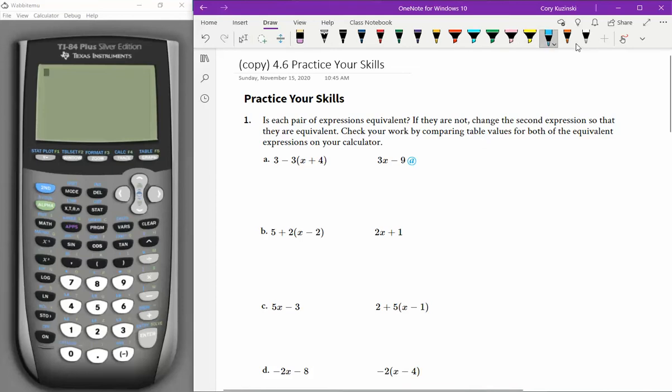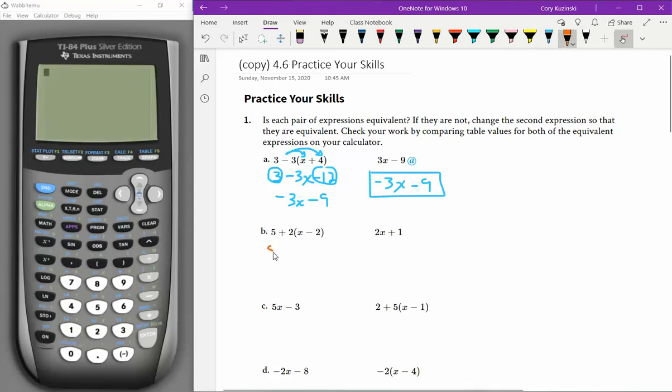Okay, so I think the idea is that we want to actually use the distributive property to simplify this expression. Negative 3 times x is negative 3x. Negative 3 times 4 is negative 12. Then when I simplify by combining like terms, 3 and negative 12 makes negative 9. I can see they both have the minus 9, but this is a positive 3 compared to my negative 3. So if they're not equivalent, change the second expression. I'm going to change the second expression to negative 3x minus 9.